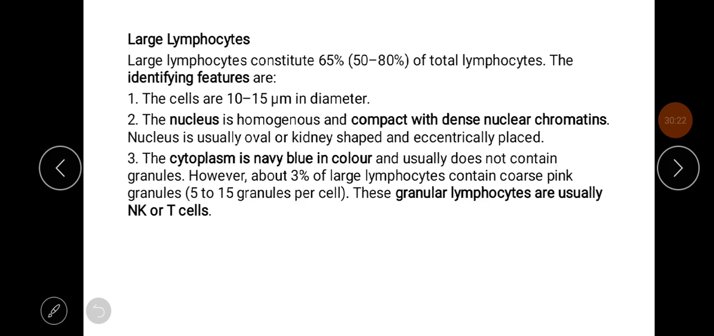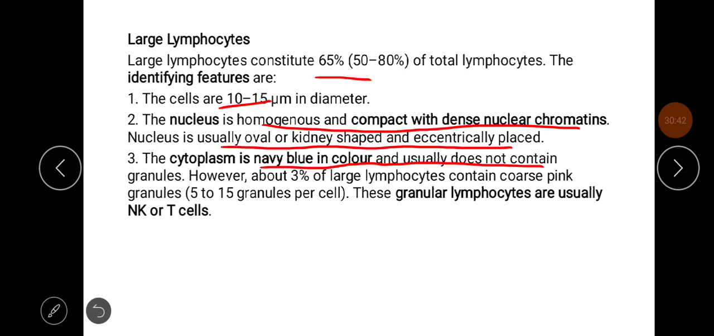Large lymphocytes constitute around 65% of the total lymphocytes. The identifying features are that they are around 10 to 15 microns. The nucleus is homogeneous and compact with a dense nuclear chromatin. The nucleus is usually oval or kidney shaped and eccentrically placed. The cytoplasm is navy blue in color and usually does not contain granules. However, about 3% of large lymphocytes contain coarse pink granules, and these granular lymphocytes are usually NK cells or T cells.